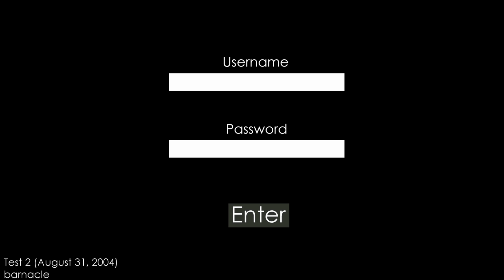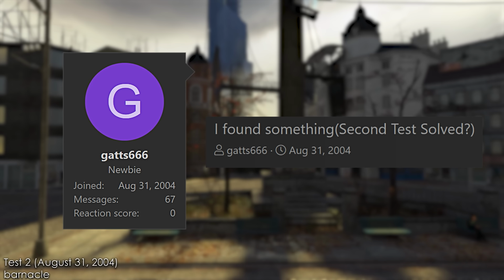Using Calhoun's initial discovery from three days before, they entered Nova as the username and Prospekt as the password, and success, they were granted access to the next page. But Gats666 was confused with what to do next. So, they went to the Half-Life2.net forum and asked for help. In the post titled, "I found something, second test solved," they explained their process and asked the community for help.